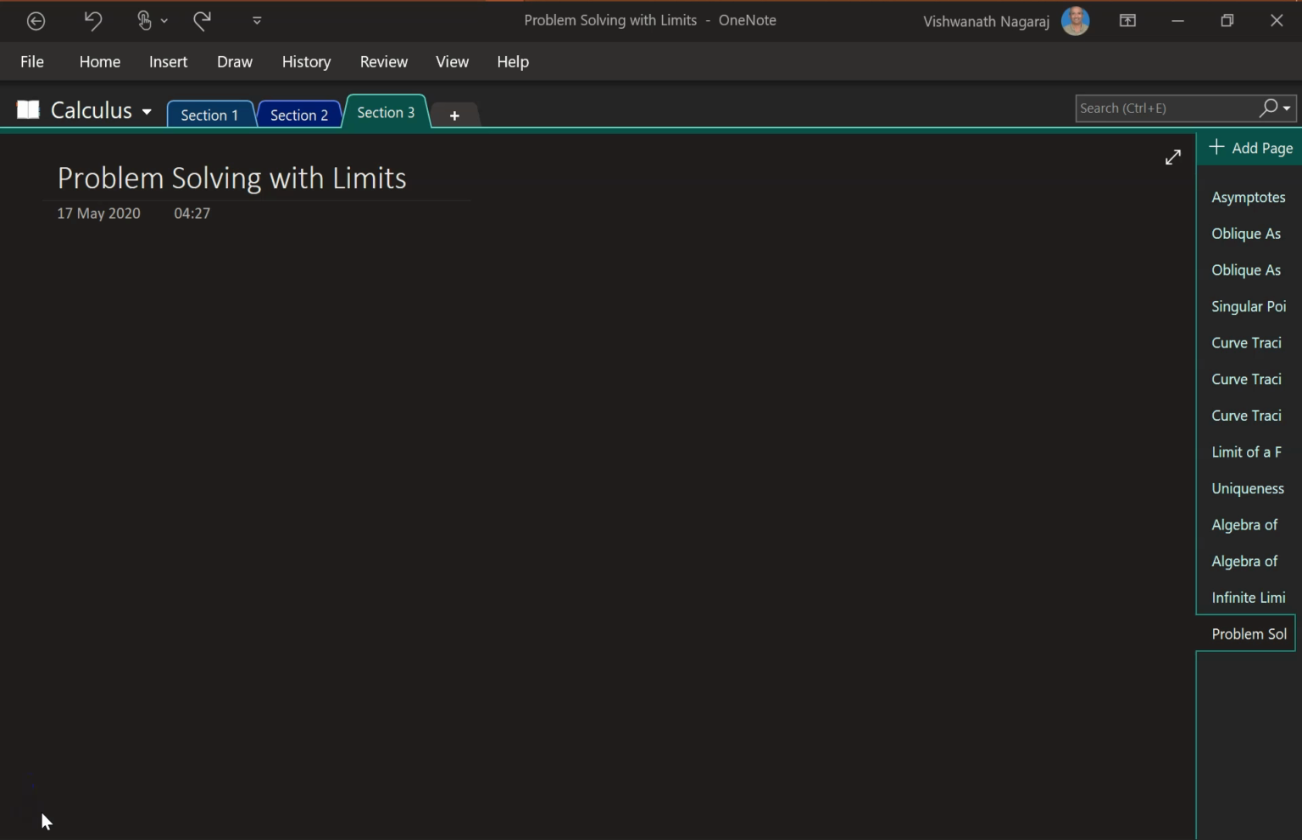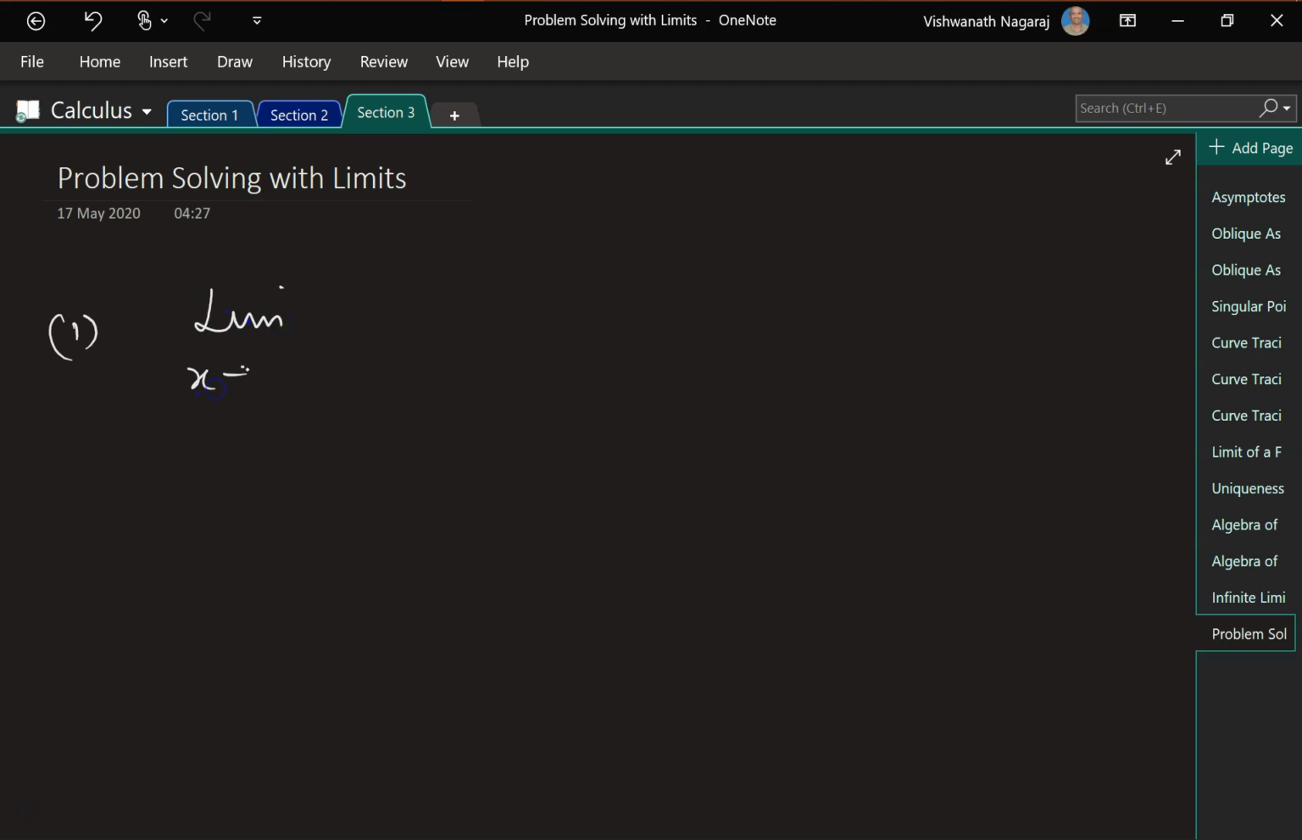Let's do some problem solving with whatever we have learned in the last few sessions. Now, what would be the limit as x approaches 0 of e to the power of 1 by x divided by e to the power of 1 by x plus 1? Don't use any techniques. We just use the left hand limit, right hand limit, and see whether they both exist and whether they are both equal. Then we say the limit exists.